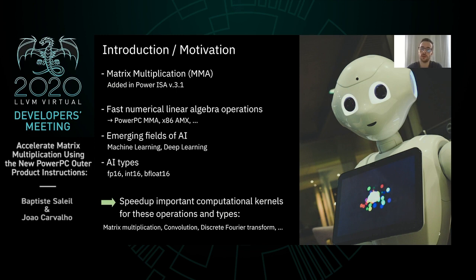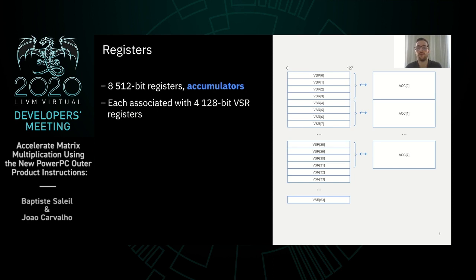For these new instructions, we have eight new 512-bit registers available that are called the accumulators. As you can see in the figure here, each accumulator is actually associated with four of the existing VSR registers, which are the PowerPC 128-bit vector registers.